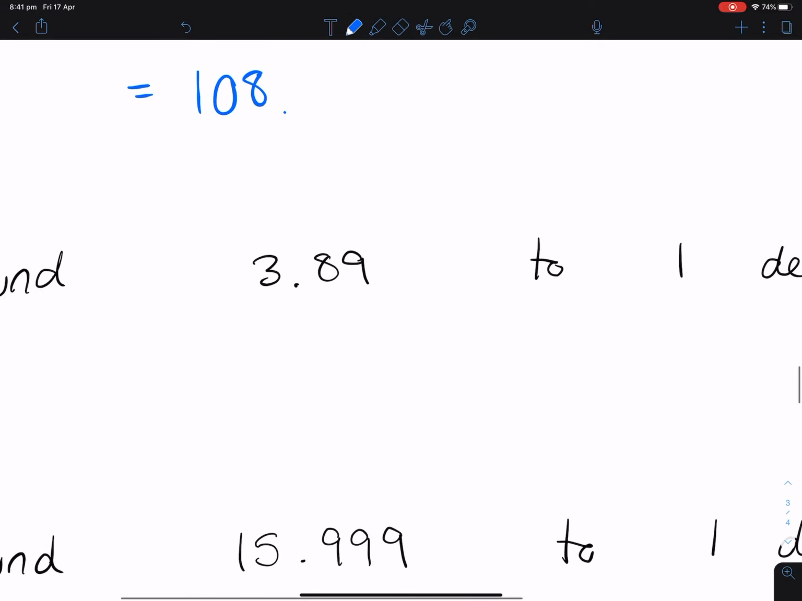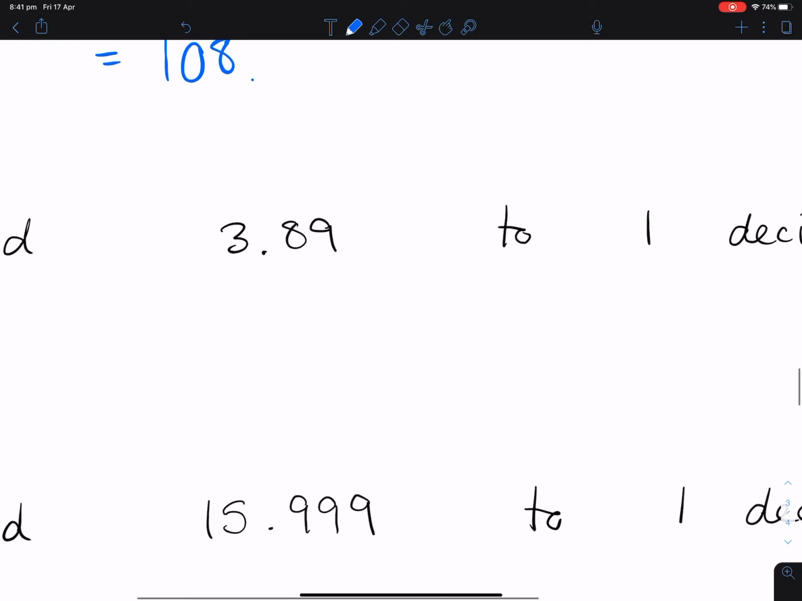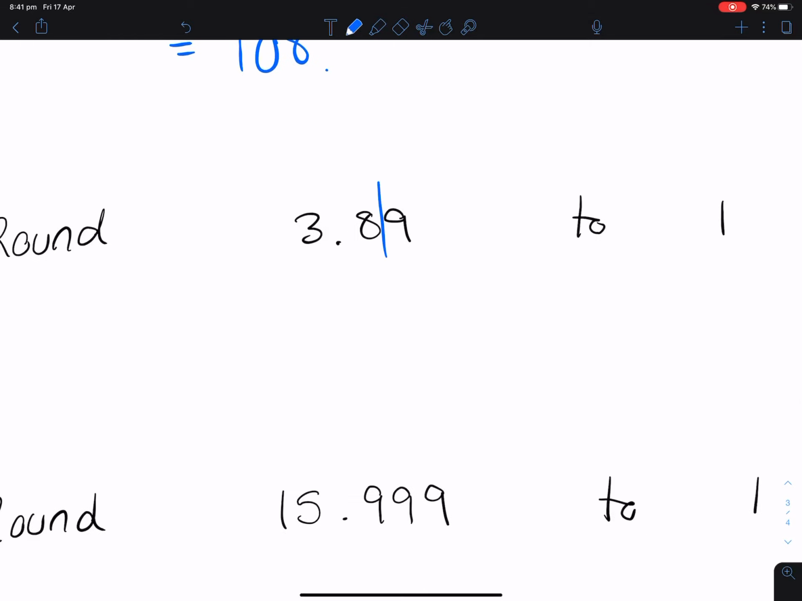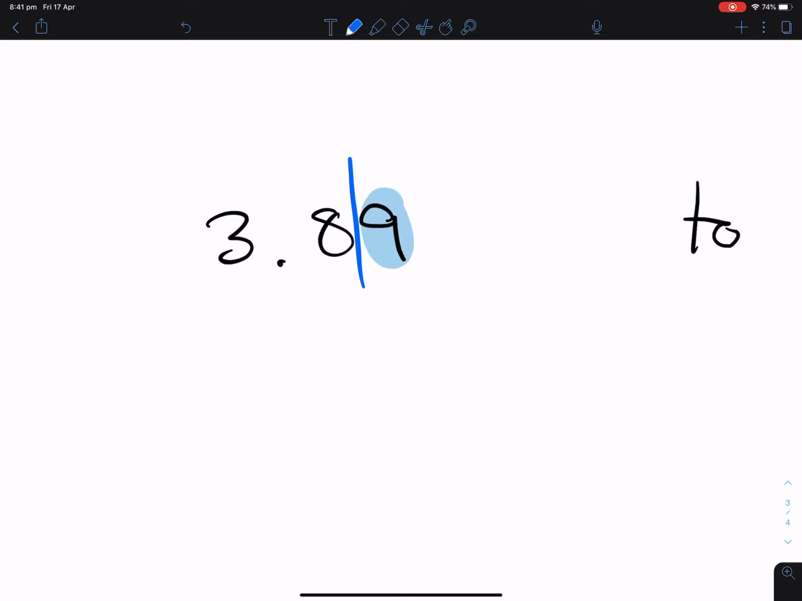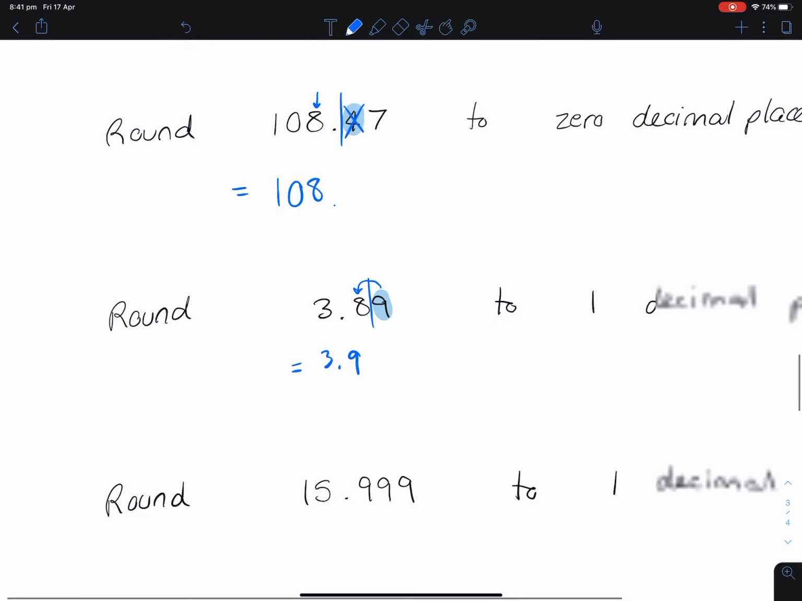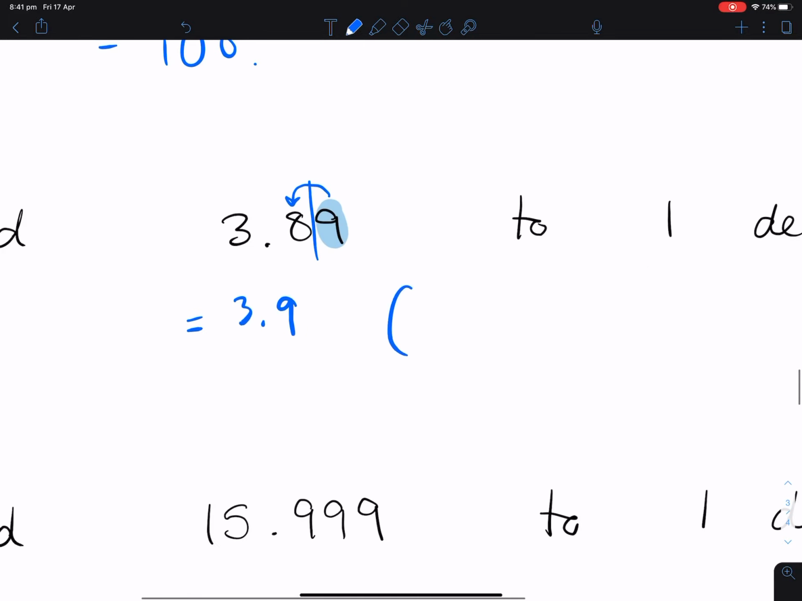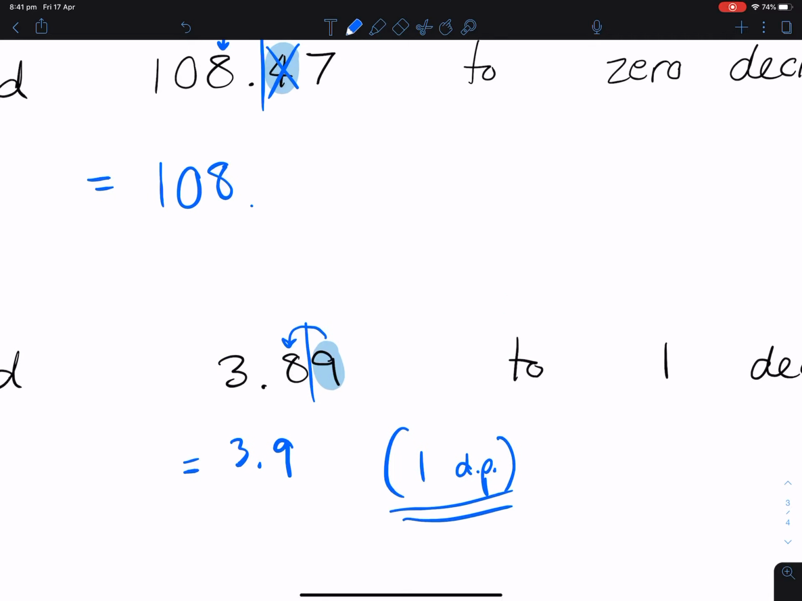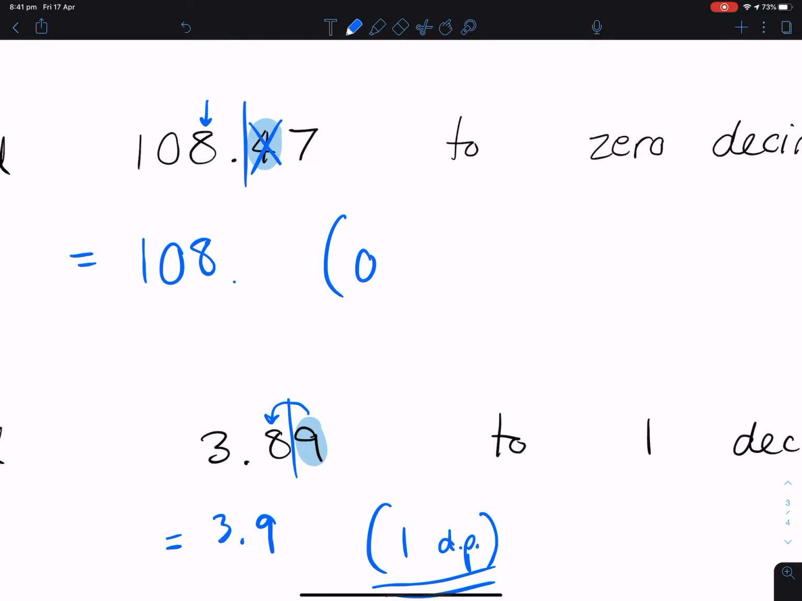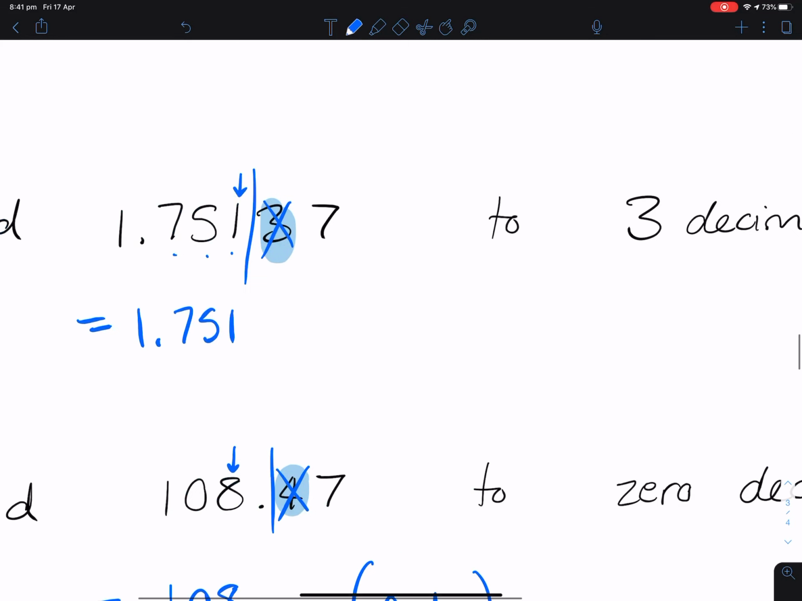Let's look at this one. 3.89, round it to 1 decimal place. Okay, so I've got to cut it here. And then I look at my critical digit. Is it big enough? It most certainly is. It's larger than 5. And so it's going to change that 8. It's going to add an extra 1 to that. So what's 1 bigger than that? It's going to be 3.9. So that's our answer. And I should probably write 1 decimal place next to it to show that I'm communicating that I have rounded the answer. So here I got 0 decimal places, and here I had 3 decimal places.